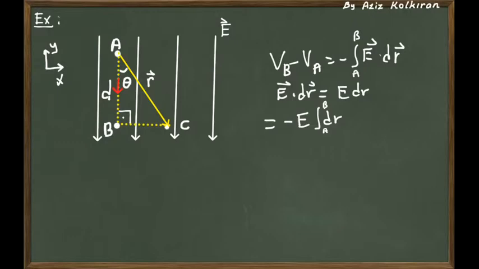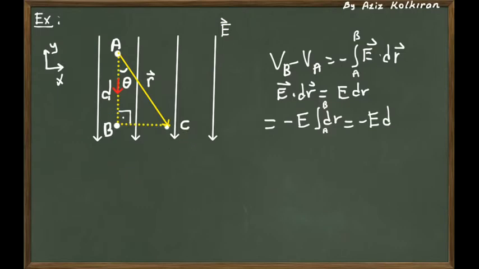So for the result of the integration, since E is constant all the way, E is not changing, you can take E outside the integral. Inside the integral we have dr. If you integrate dr from one point to another, this is just the total length from point A to B, which is D. So the result is minus E times D. Again, E is constant. I have given this electric field vector constant everywhere in this downward direction.